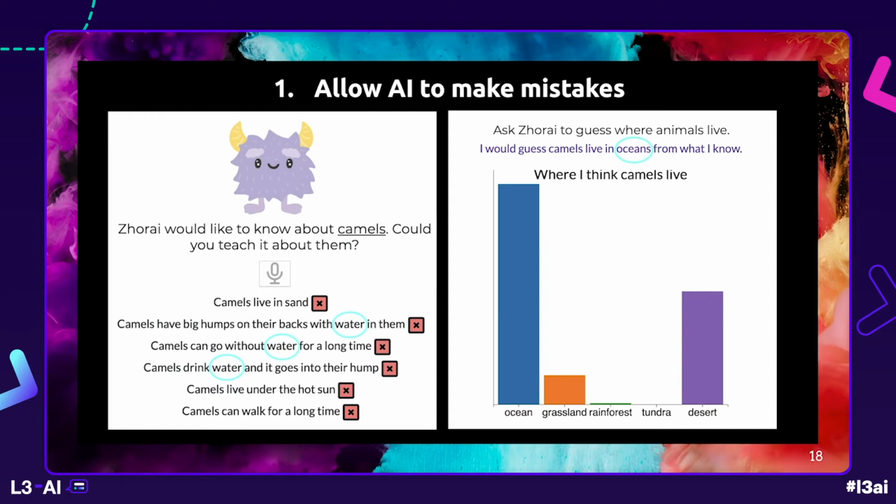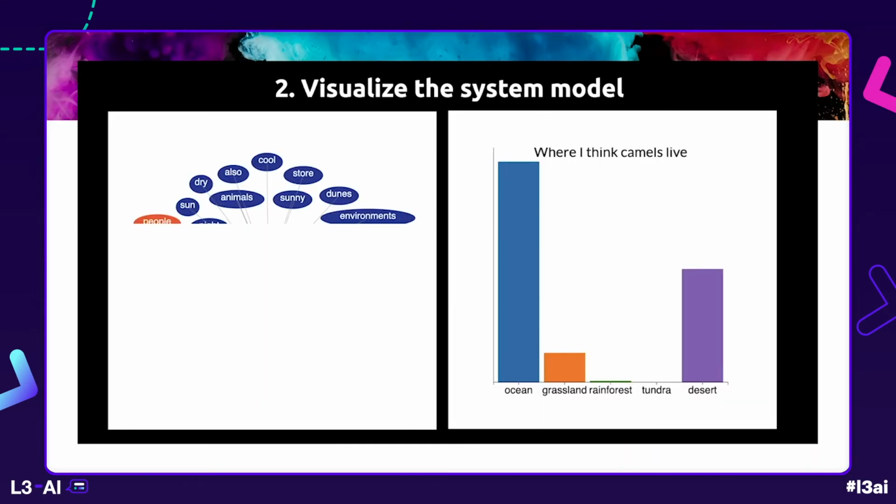So, for example, in this case, the agent thought camels lived in the ocean, which clearly isn't right. So students got to go back to the data, figure out why the agent might have thought something that's incorrect. And in this case, it was likely because many of the sentences it was trained on contain the word water. And those are sentences that students could actually input and change and see how the agent responds with different data that it had been trained on.